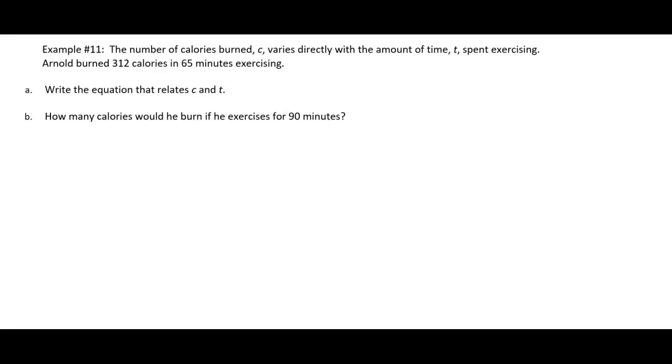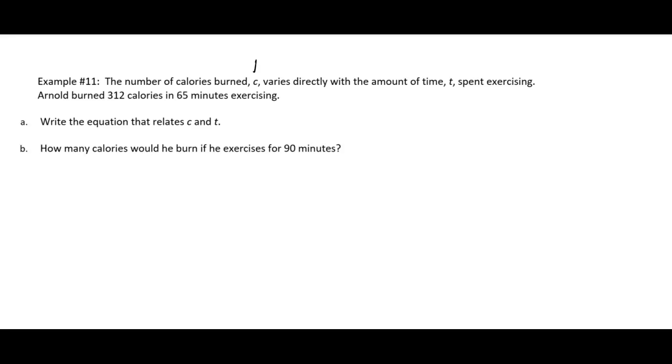The number of calories burned, C, varies directly with the amount of time, T, spent exercising. So C is going to be like your y, it's the first variable. Calories is going to equal, and you have to put in a k times T. We always have a constant, called the constant of variation, so there's always a k. C, calories, varies directly, so it equals k, some constant, times T. That is the equation.